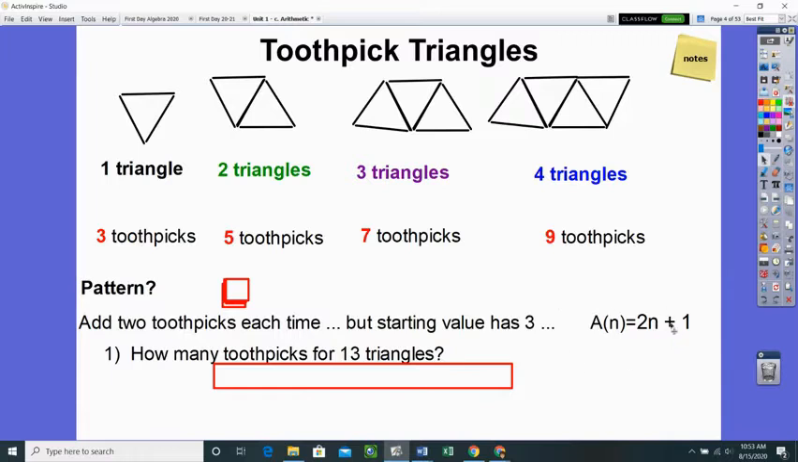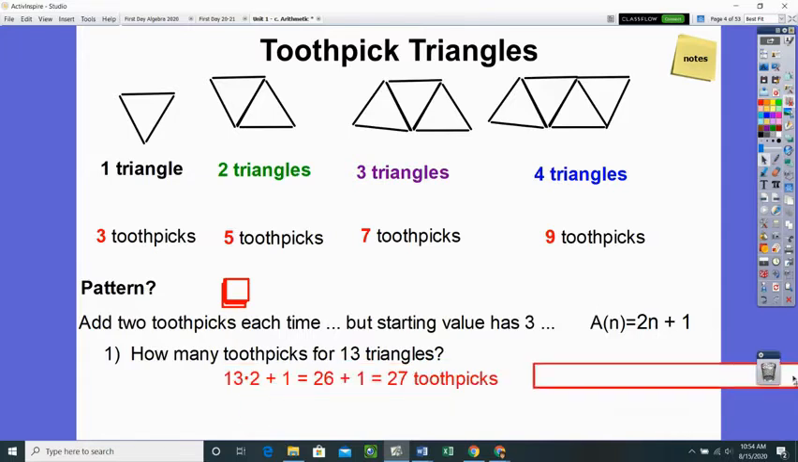Now let's think about the triangles. A way to think about this is that 1 is the original toothpick that you started with, and then every triangle after had to add 2 additional toothpicks. So now how would we get for 13? 2 times 13. Do the multiplication first, add second, and you should see that you would need the 27 toothpicks.